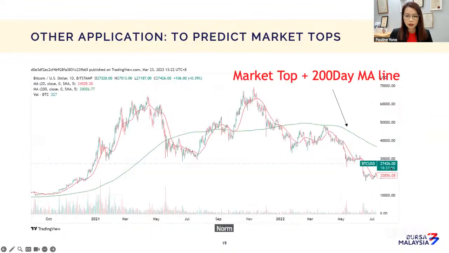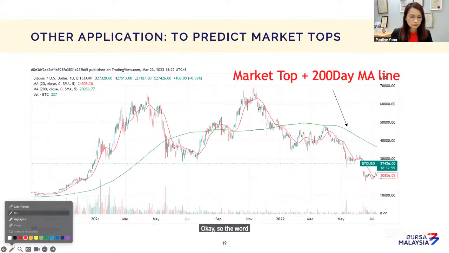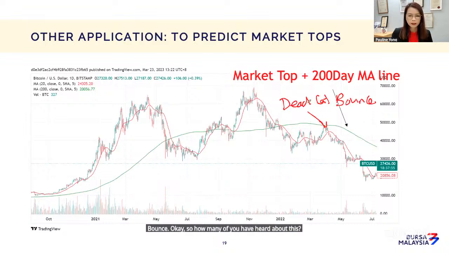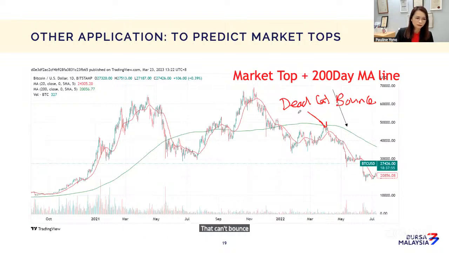Normally this kind of chart, we call it the dead cat bounce. Okay, it's called the dead cat bounce. How many of you have heard about this dead cat bounce? Anybody heard about this? Is this the first time you heard about it? How many people are hearing this dead cat bounce for the first time? Anybody? Okay, so Moody, this is the first time.